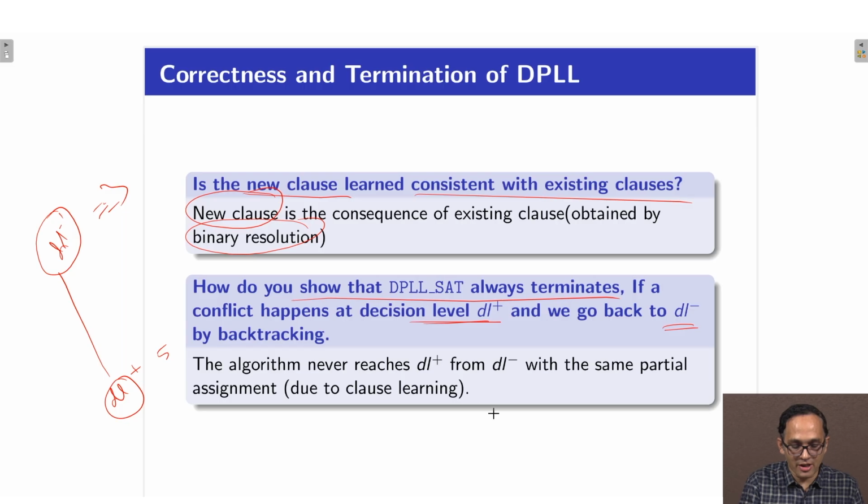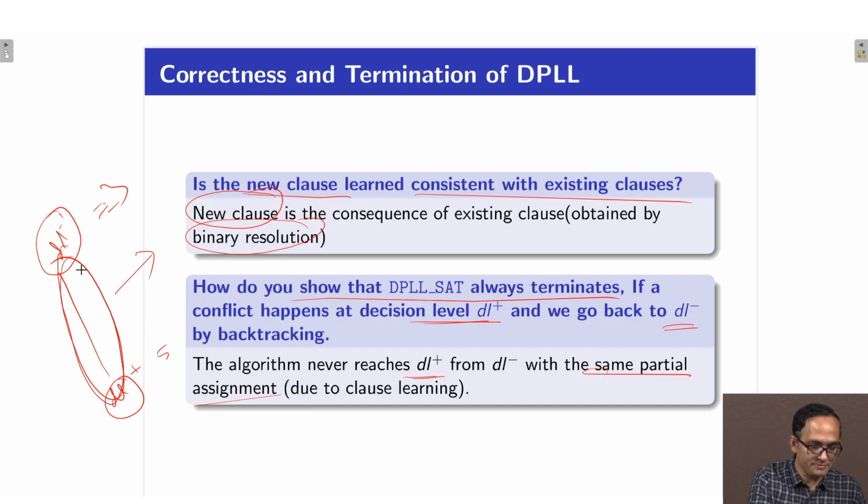So, this ensures that if the algorithm reaches DL plus 1 from DL minus 1 with a conflict here, it will never traverse this path, because I learned some clauses. The new asserting clause that I learned makes sure the algorithm never reaches this DL plus 1 from DL minus 1 with the same partial assignment, that means this path.